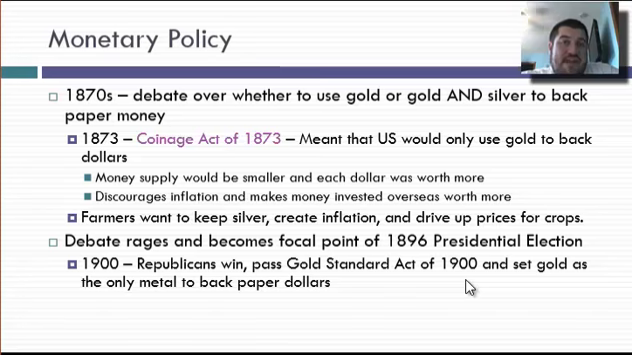You just need to know that Republicans want the high tariff, Democrats want the low tariff, Republicans want gold only, and Democrats want gold and silver. And that's all I have for you today.